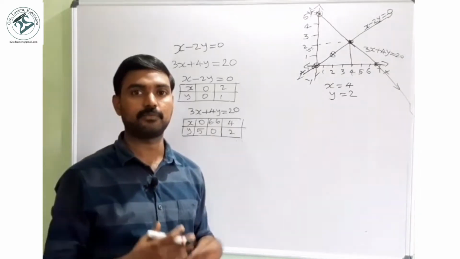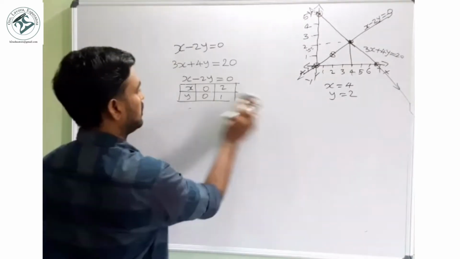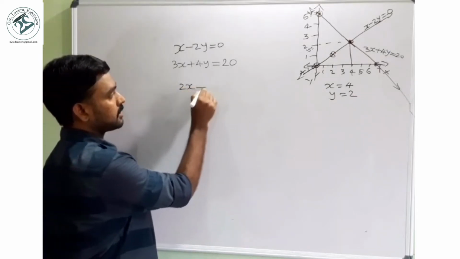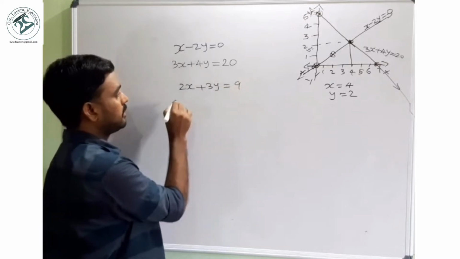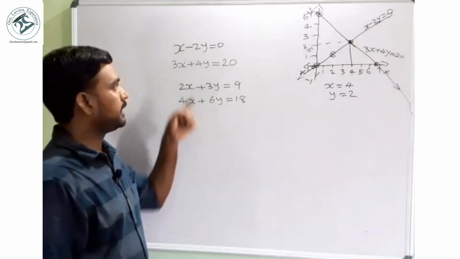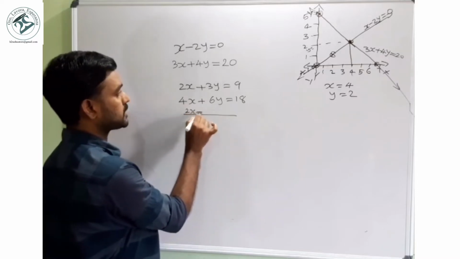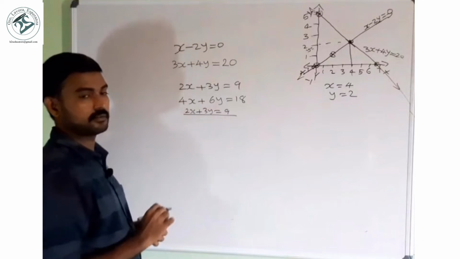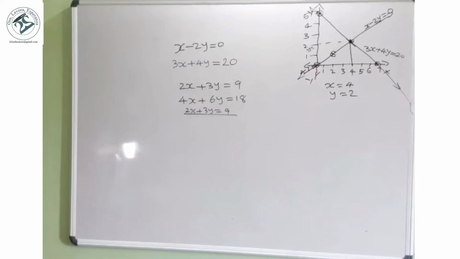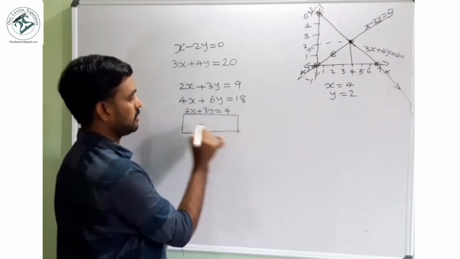Okay, now we are going to discuss two more pairs of linear equations. Is there any speciality if we get different types of pairs of linear equations? For that we are taking another example. Two equations are there: 2x plus 3y is equal to 9 and 4x plus 6y is equal to 18. As we did here, we are drawing the graph. We can write the first equation, 2x plus 3y is equal to 9, and draw the graph.